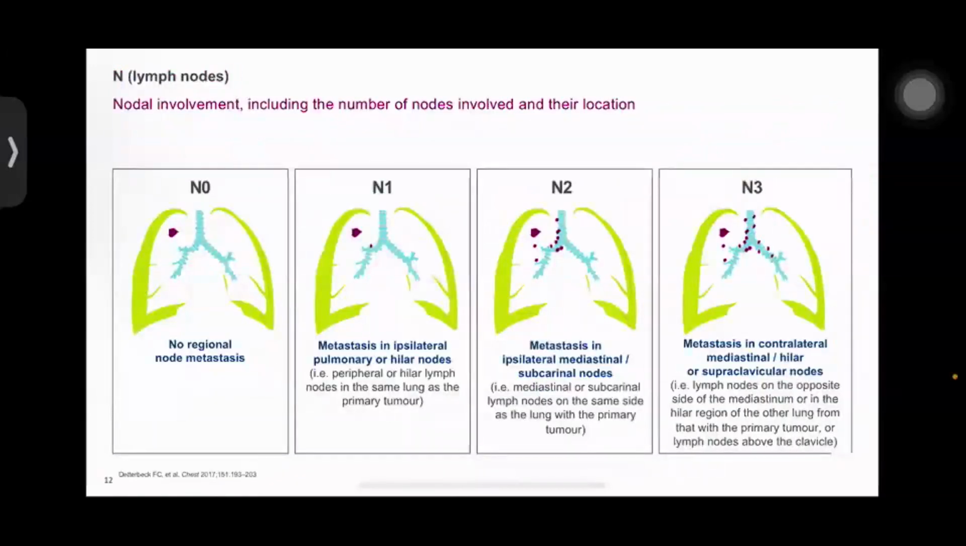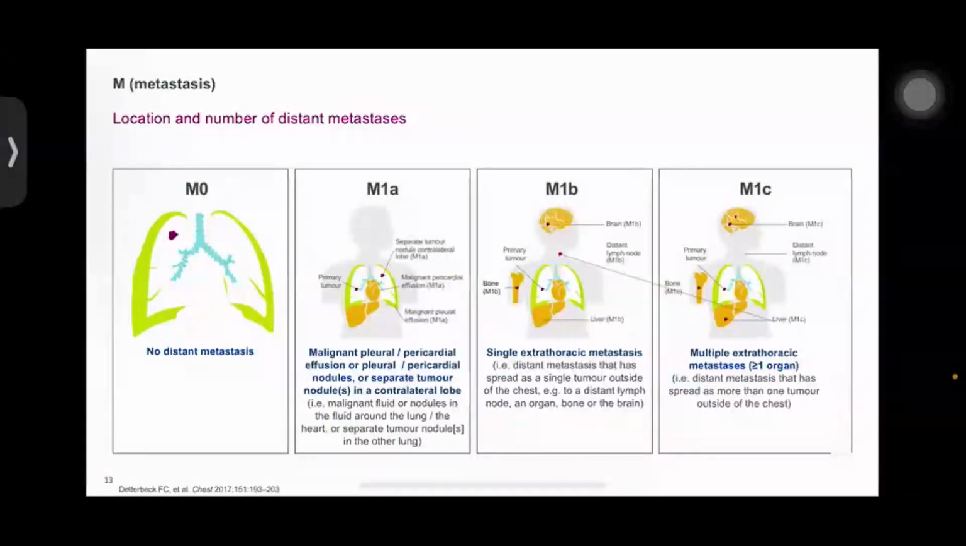Coming briefly to N staging: N0 is no nodal spread, N1 is ipsilateral pulmonary or hilar, N2 is ipsilateral mediastinal or subcarinal, and N3 is contralateral mediastinal or hilar or supraclavicular nodes. And M0 is no distant mets, M1A is malignant pleural or pericardial effusion or separate tumor nodules in the contralateral lobe, M1B is a single extrathoracic met, and M1C is multiple extrathoracic mets.